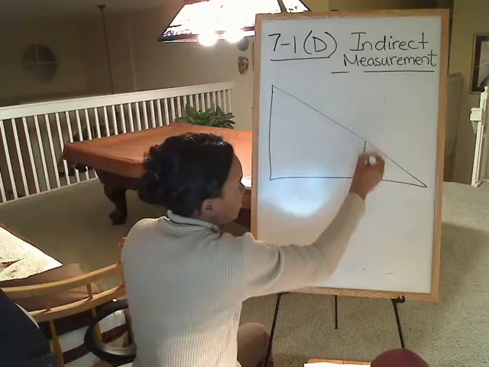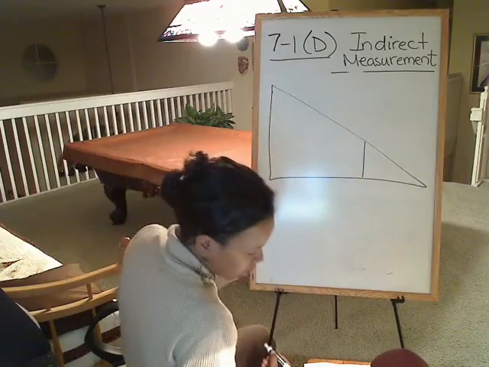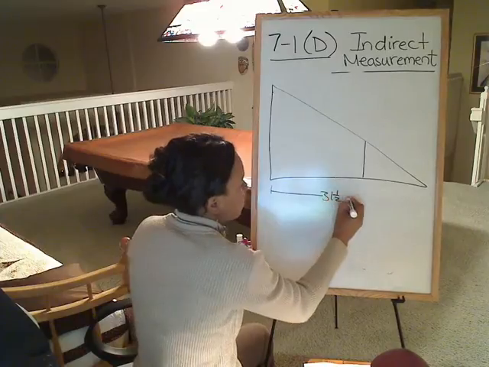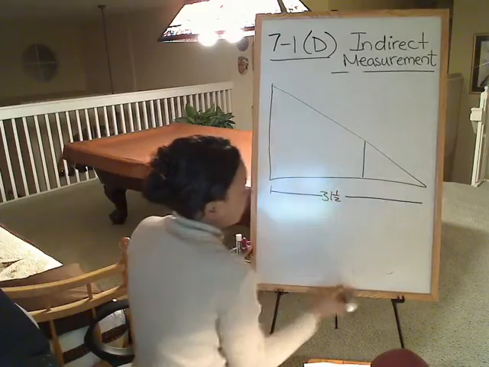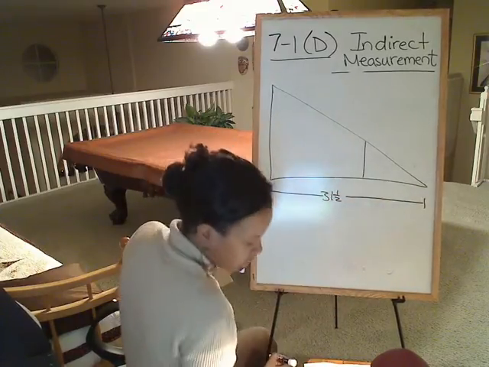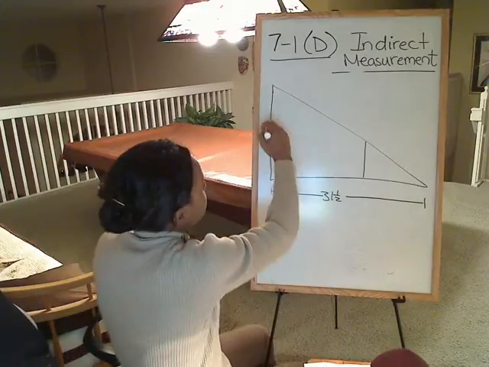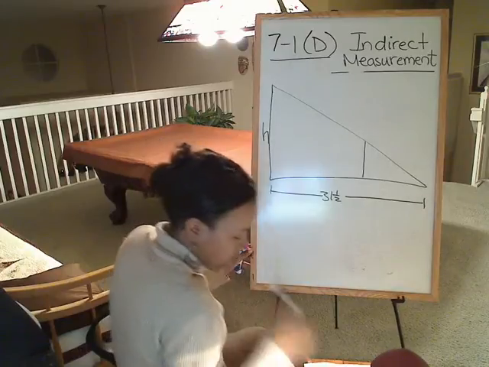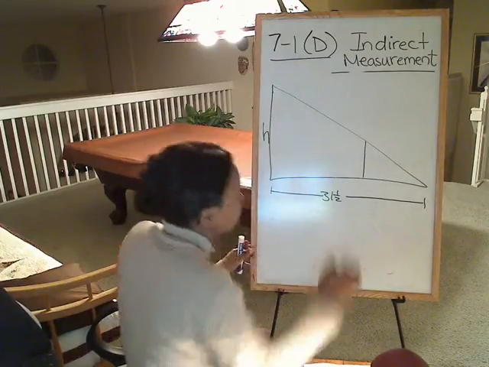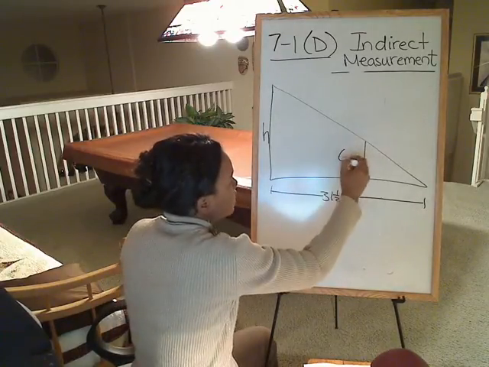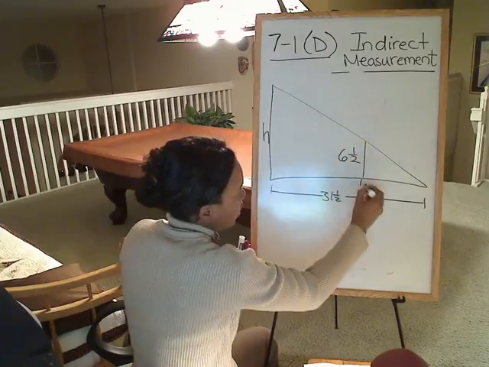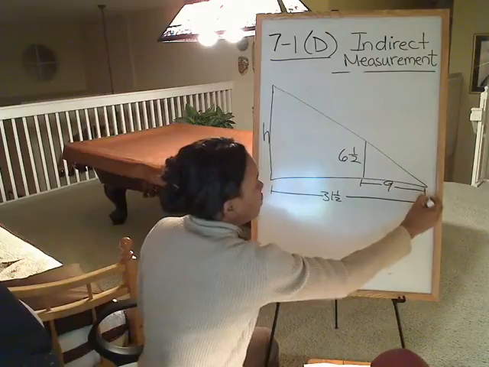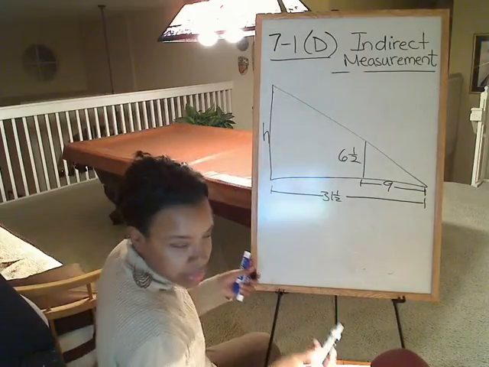Okay, and then there's a little piece here. So the big triangle is 31.5 feet. That's the big triangle. And we don't know how tall it is. They called it H. Okay. And the little triangle, the height is 6.5. And the base is 9 feet. Right? And you're not drawing this because you have the picture.